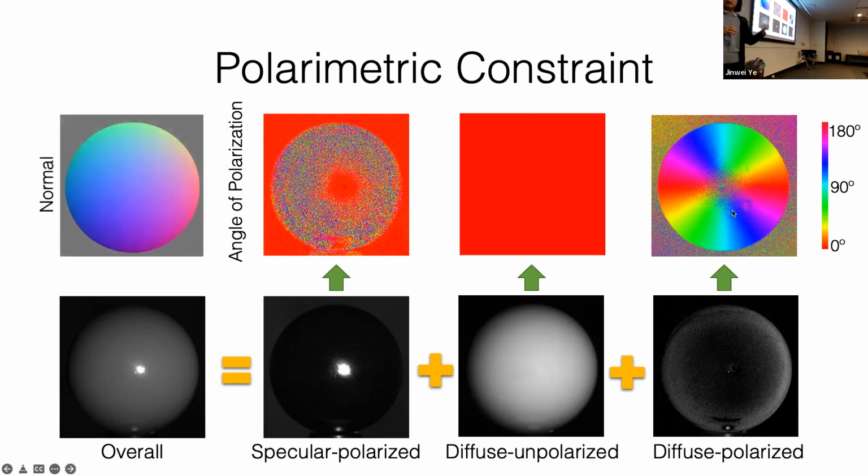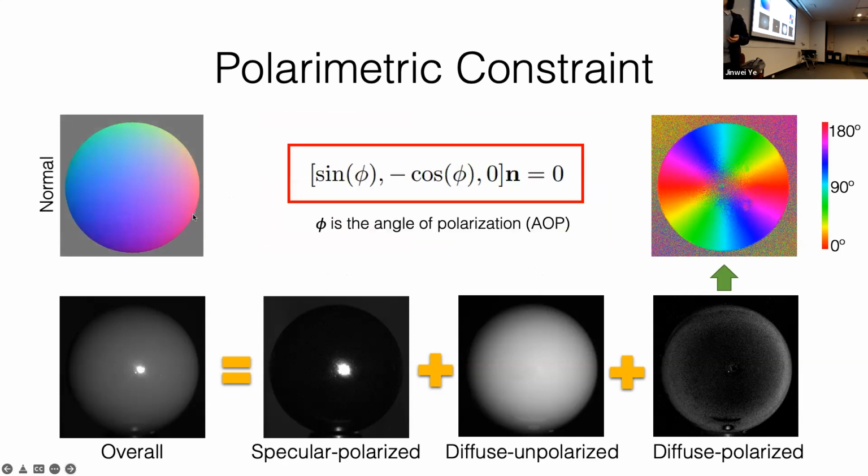This map is highly related to the surface normal. Actually, there's a relationship that directly associates the two, which is this equation here. In this equation, phi is the angle of polarization, and n is the surface normal. So basically, the angle of linear polarization is directly correlated with the surface normal, which is a very strong constraint.